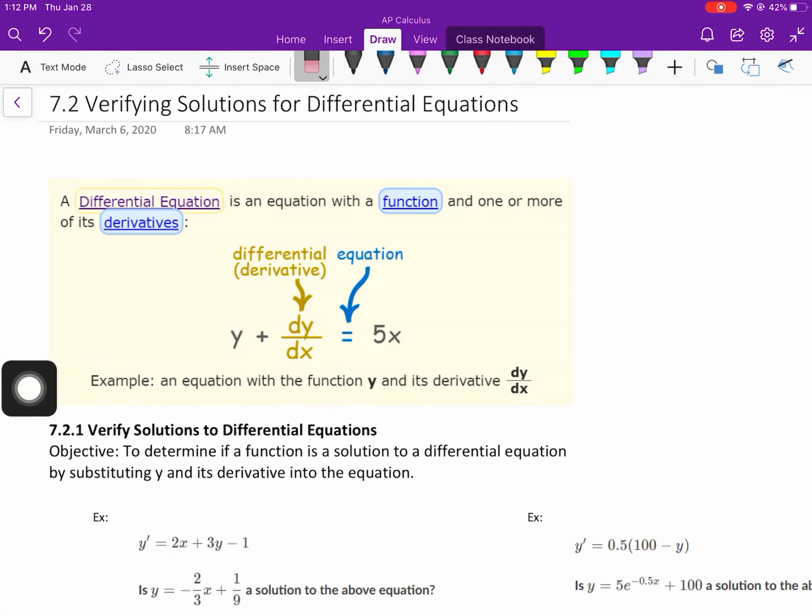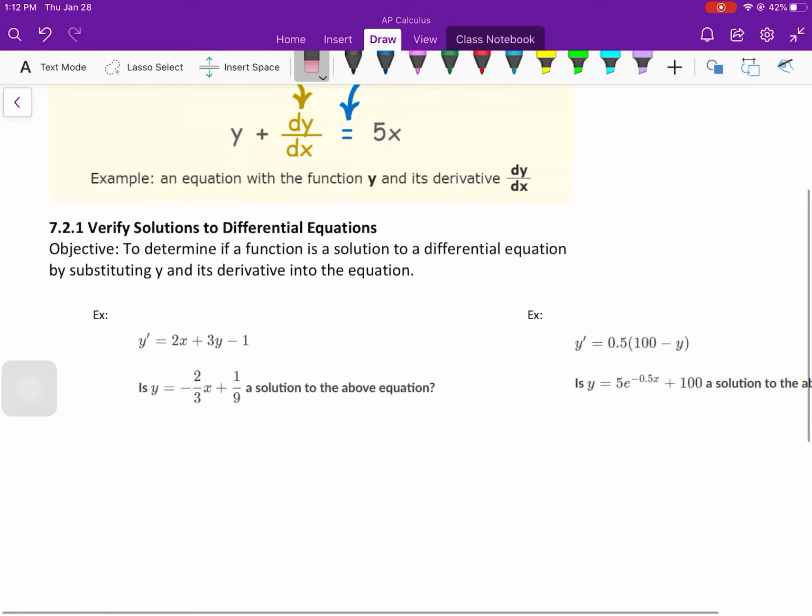So basically it's mixing up the function itself with its derivative, maybe its second derivative, its third derivative, and so on. We're only going to be dealing with first order differential equations where we only have to deal with the first derivative though. But sometimes you might see something like y double prime plus 2y minus 3y prime equals 5x. For example, something like that.